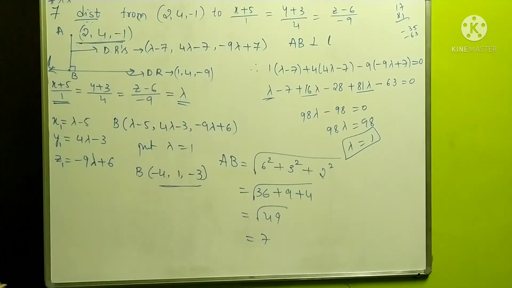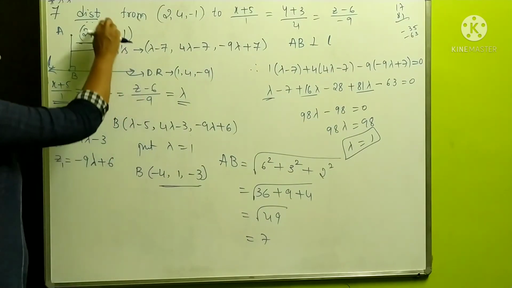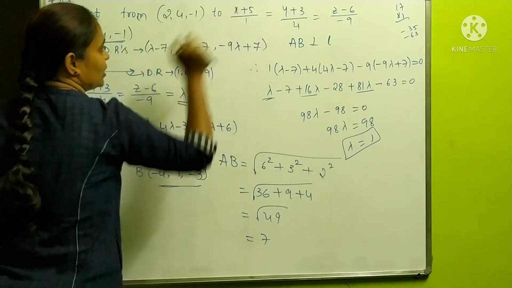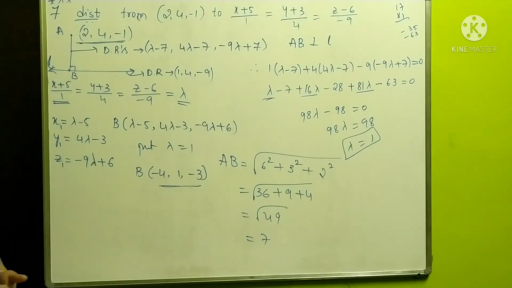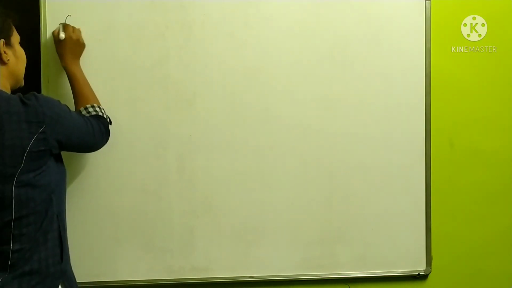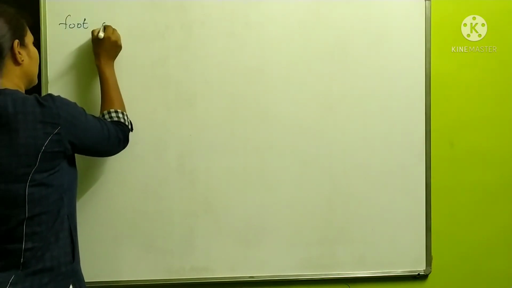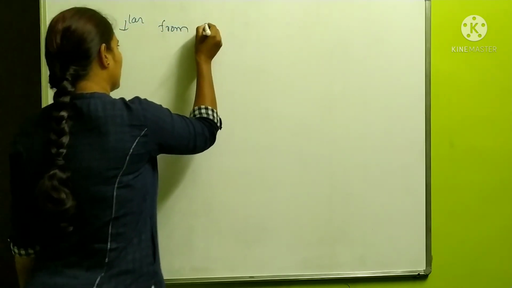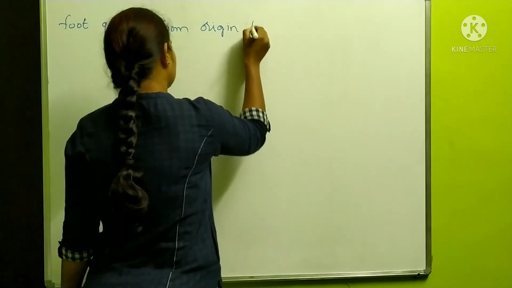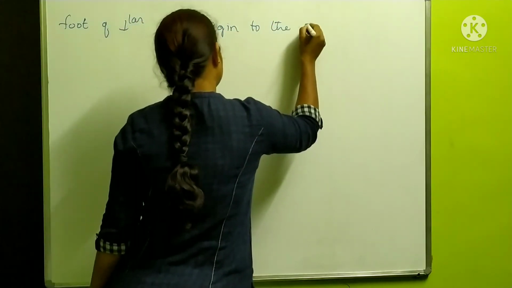This is most important concept. What they are going to ask you? They are going to ask you distance from point to the line. This is how you need to solve. Okay. See, they have one more concept, that is foot of perpendicular from origin to the plane.